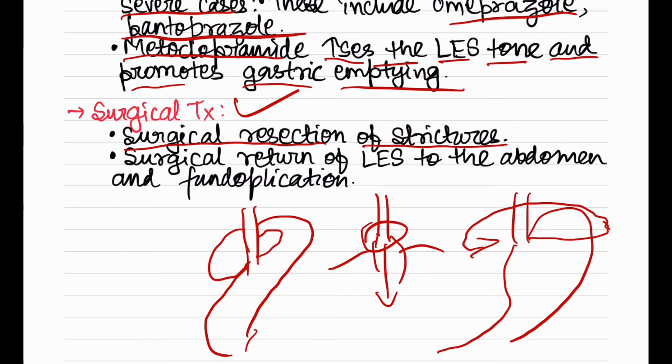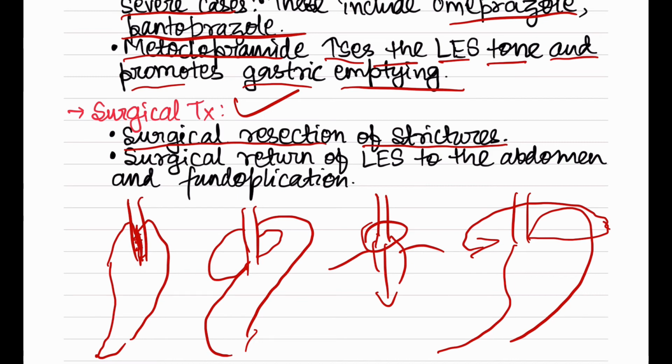Okay, and at the end, esophagus will be passing through a canal which is formed by the stomach wrapped around it, so it will be finally something like this, and we have to join this area. So this is basically the process of fundoplication.